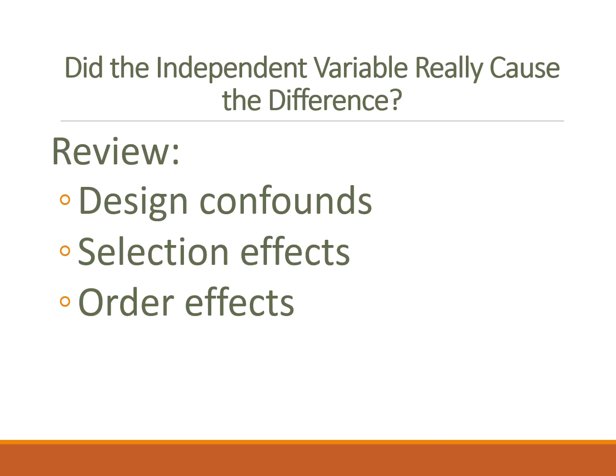So the big question with power is, did the independent variable really cause the difference? In other words, if we found a difference, was it due to our manipulation of that independent variable, that twisting of the tiger's tail, if you will? So we're going to be talking about design confounds, selection effects, and order effects. And we've already talked about those in previous lectures.